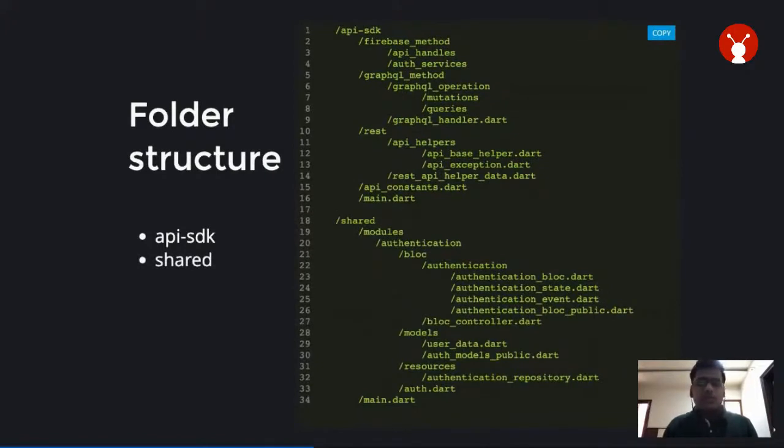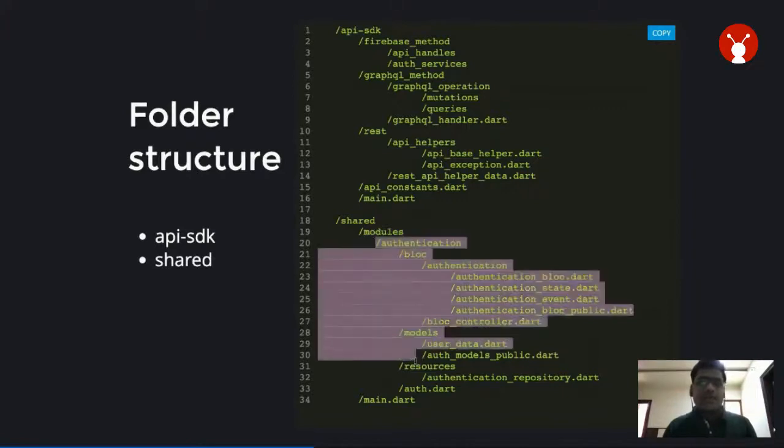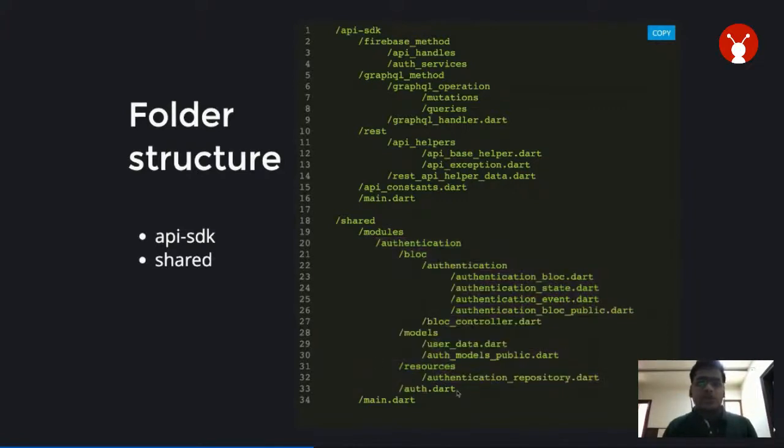Moving on, we have the shared folder. Inside the shared folder, we have the different modules. By modules, I mean the functionality or features you provide inside your app. For example, this is the authentication module. In this authentication module, you'll see we have the bloc. I won't dive into the bloc, but the bloc is the business logic which controls the logic behind the authentication. It has events, it has states, and we have the bloc to control the events as per the states. We have the bloc controller here, which will provide you the singleton, which will be used inside your app.